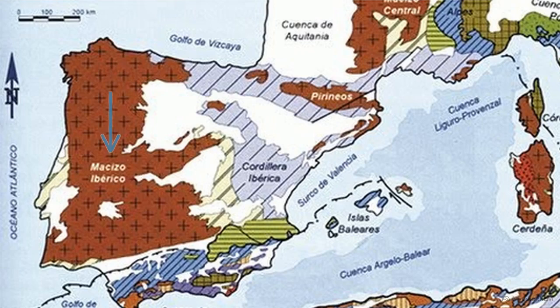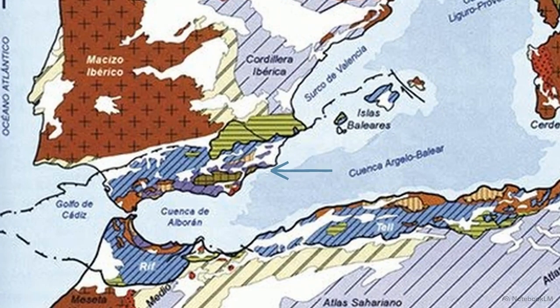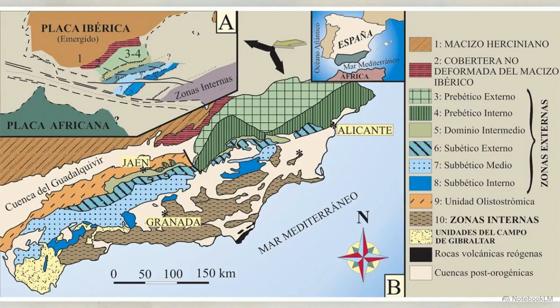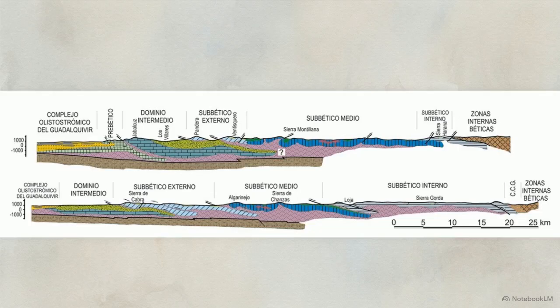This geological map highlights the location of the Iberian Massif and, extending across the southeastern margin of the Iberian Plate, the Betic Mountain Range. Zooming in on the map, we can divide the Betic Range into two broad structural units, the internal zones along the coast, and a northern belt known as the external zones, which further splits into the pre-Betic and sub-Betic regions.